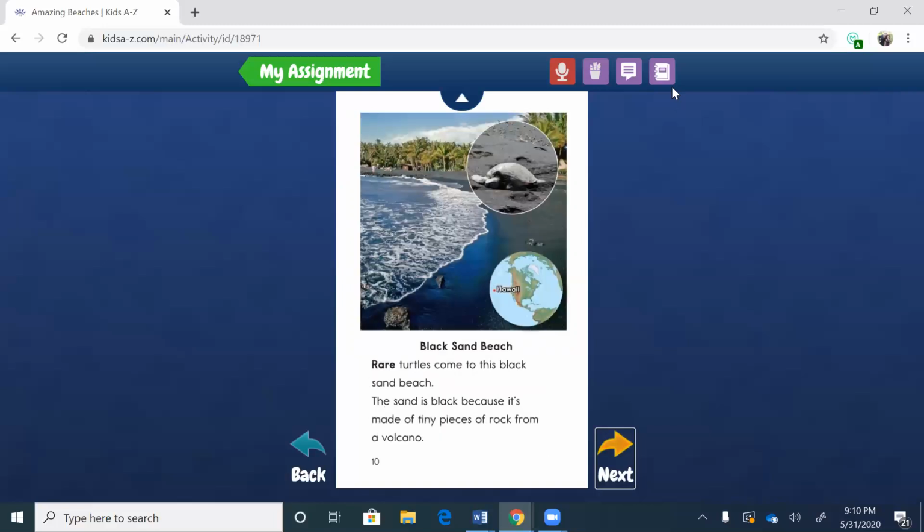Okay, look at the next one. I see a turtle in the picture, and it's in Hawaii. It's called Black Sand Beach. Rare turtles come to this black sand beach. The sand is black because it's made of tiny pieces of rock from a volcano.